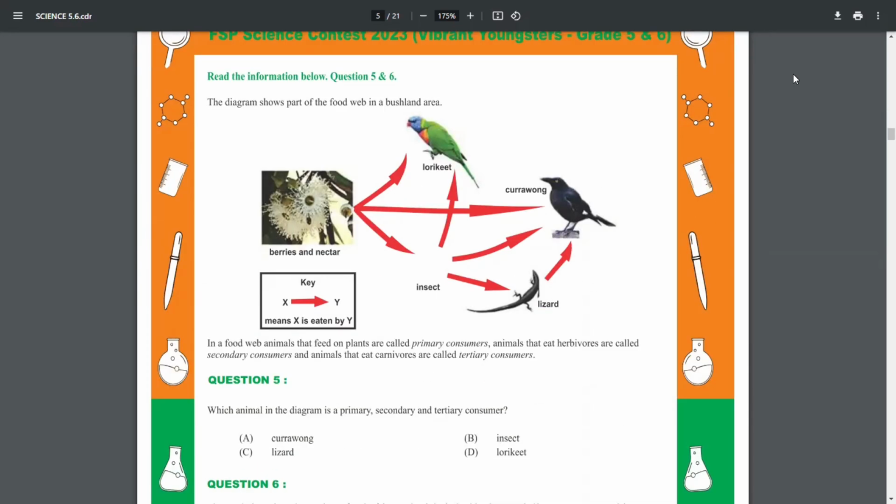Read the information below. The diagram shows a part of the food web in a bushland area. In a food web, animals that feed on plants are called primary consumers. Animals that eat herbivores are called secondary consumers, and animals that eat carnivores are called tertiary consumers. Question 5. Which animal in the diagram is a primary, secondary, and tertiary consumer? Correct option is A, curvebone.